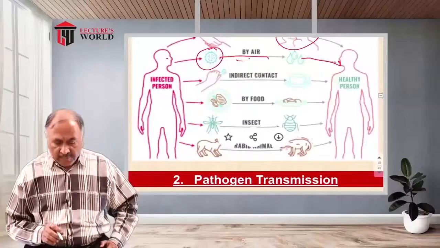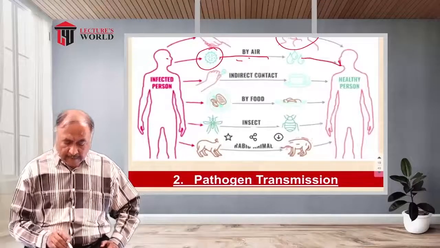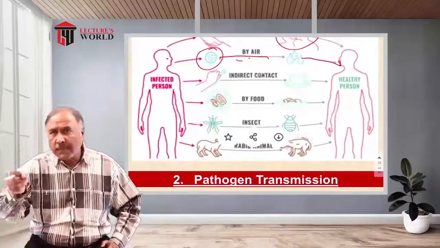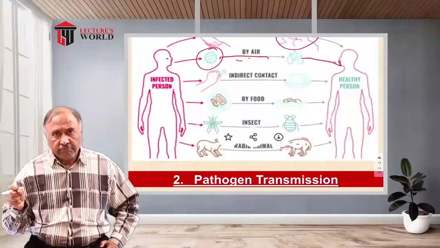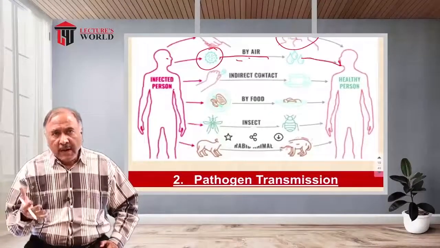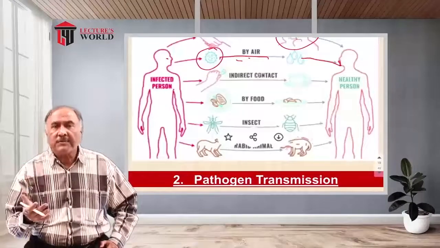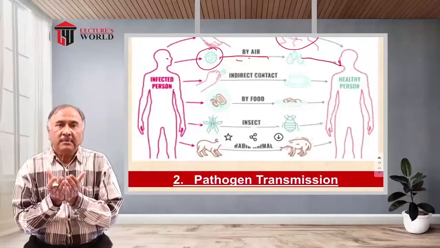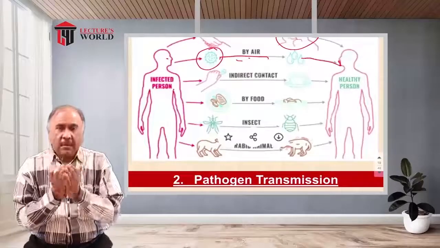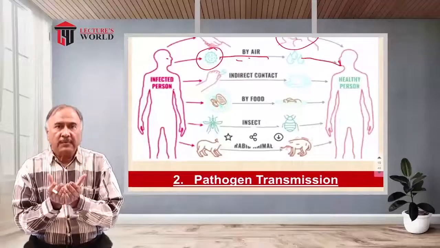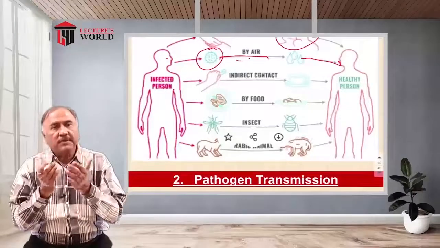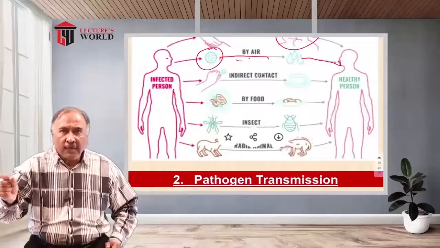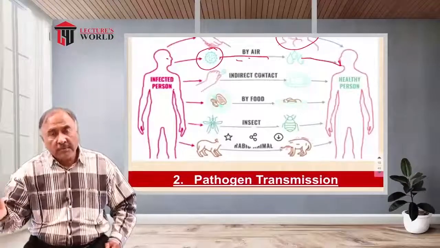Indirect contact means this person, the infected person, is using a latch to open the door. His hands are already infected because while sneezing, he has used his hands here. When the person sneezes, he uses his hands. So these organisms have reached his hands. He uses the same bare hands to open the latch, to touch the book.